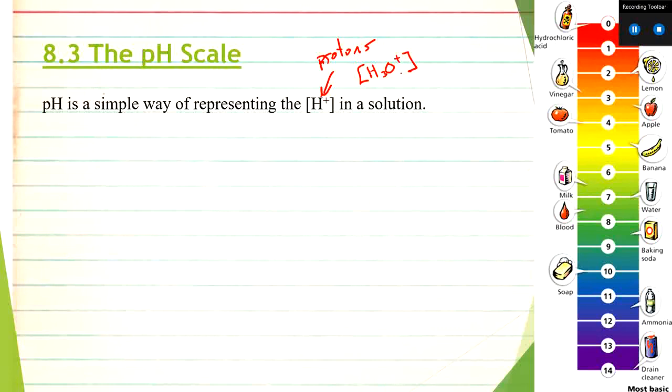Now, the concentration of hydrogen in solution is usually quite small. So the pH is a log scale. So to calculate the pH, we find our concentration of hydrogen in the solution, and we take the negative log of that. Okay, and that converts it to a scale that's generally from 0 to 14. So it just makes it a little more simple to read.